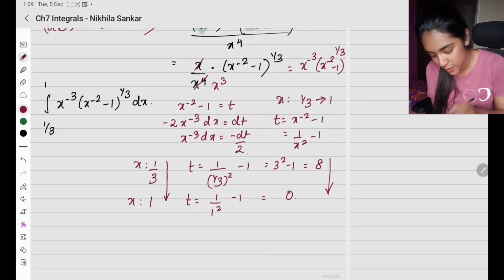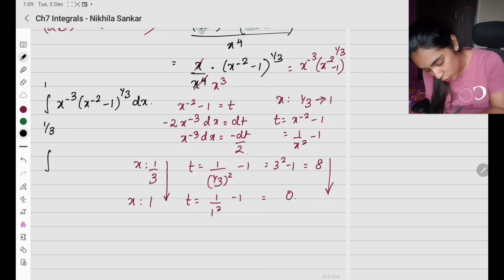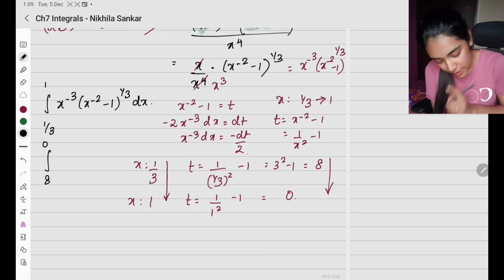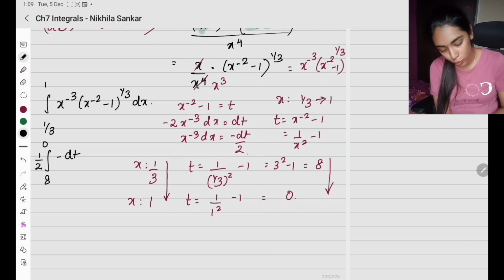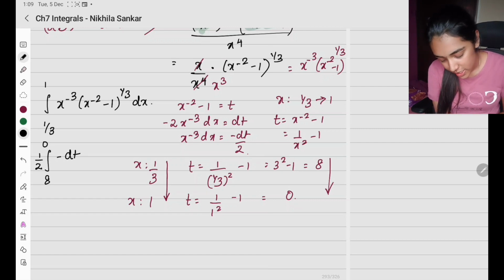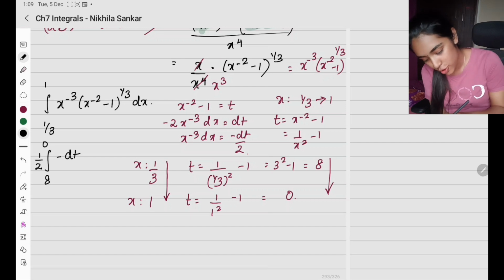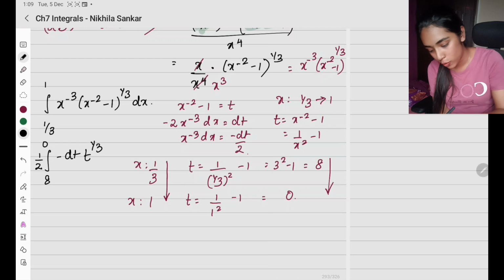Okay, you have to notice one thing. First, how does my integral look after changing? So this is going to be 8 to 0. When I make the substitution, x to the minus 3 times dx is going to be minus dt divided by 2. And x to the minus 2 minus 1 is going to be t. So I have t to the power 1 divided by 3. Now here I see that the lower limit is greater than the upper limit.